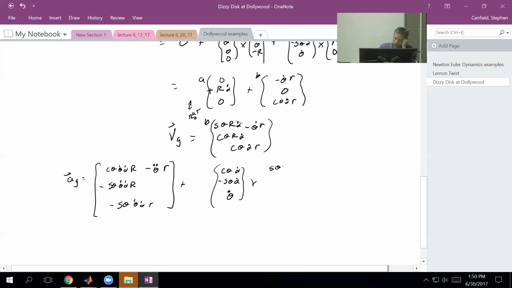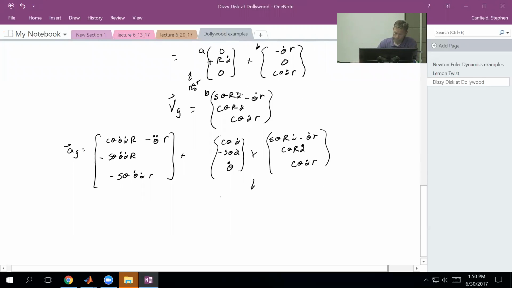Cross with this thing, s theta r alpha dot, minus theta dot r, c theta capital R alpha dot, and c theta alpha dot little r. I'm going to do that cross product. I get three terms. I get a i is a j cross k. So again, minus sine theta alpha dot squared cos theta r minus cos theta r alpha dot theta dot.